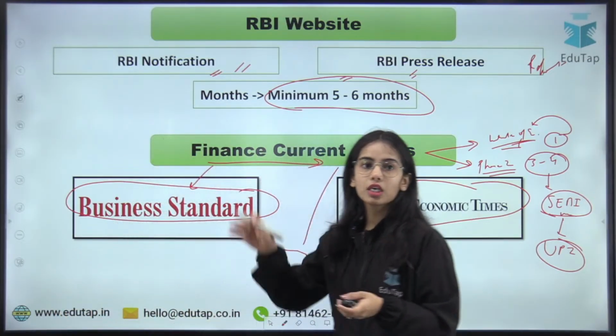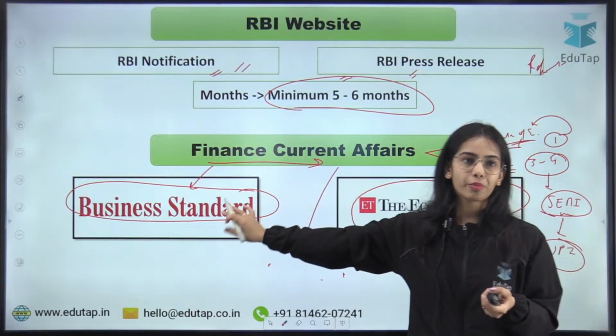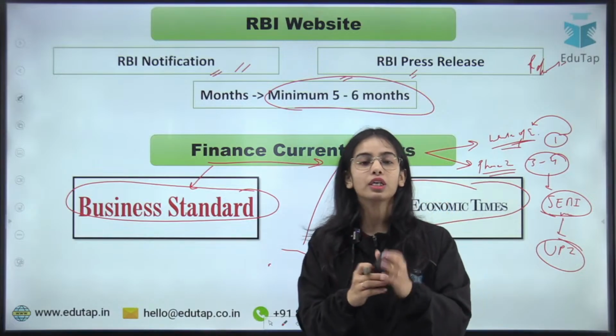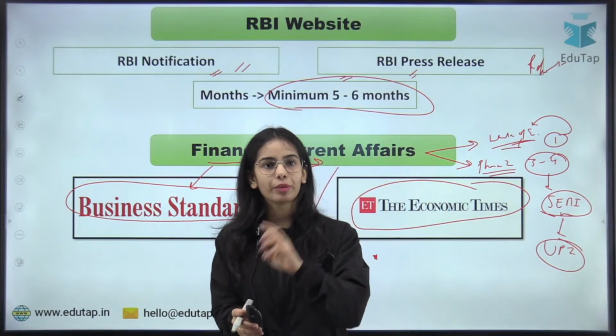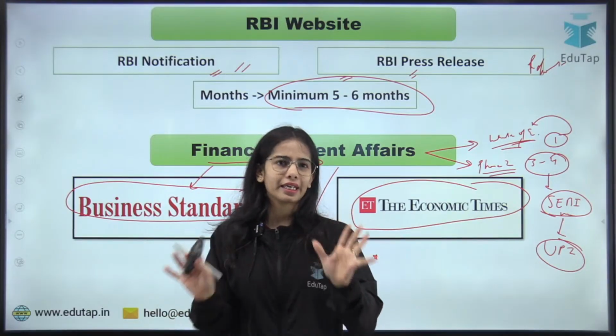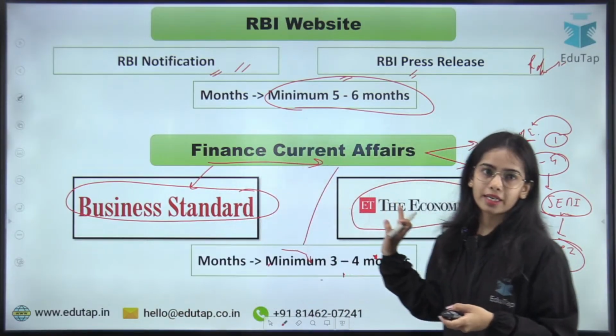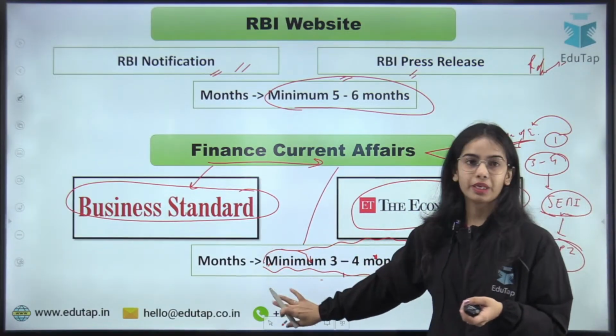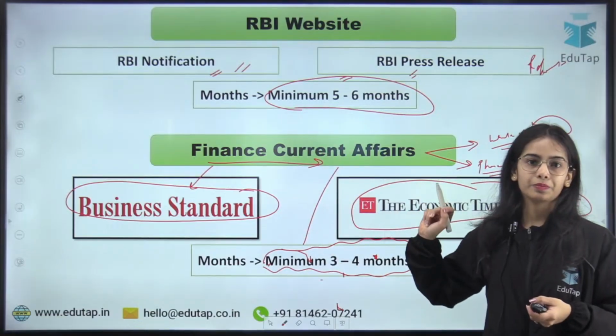So you can cover finance current affairs either from Business Standard or the Economic Times, focusing on those that affect the whole of the economy or are somehow related to RBI, along with just the basic idea in the finance current affairs. That is all that is required. Cover a minimum of 3 to 4 months of finance current affairs. Okay, so this is the idea.